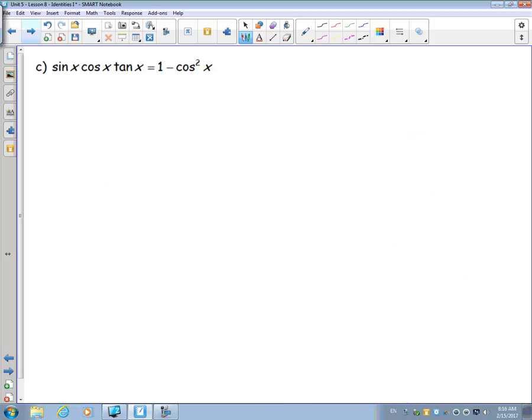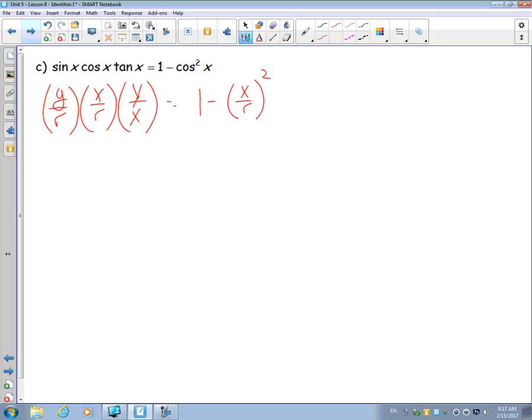Okay, you guys try one. Sine x times cos x times tan x equals 1 minus cos squared x. So we can use SOHCAHTOA again. What do we know about sine? Sine is y over r. Cos is x over r. Tan is y over x. Cos squared, that's x over r, squared.